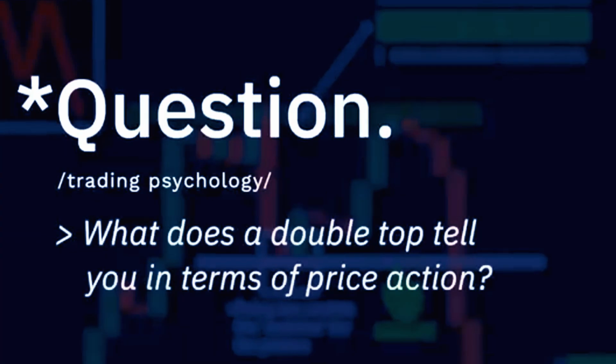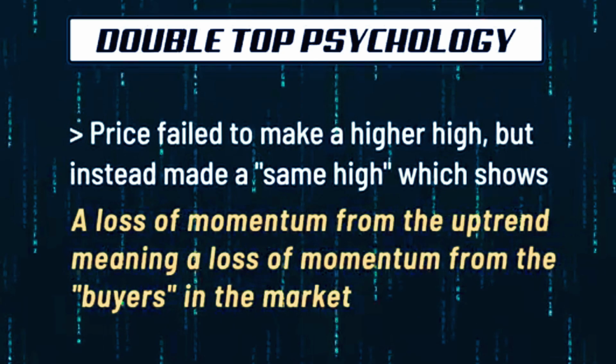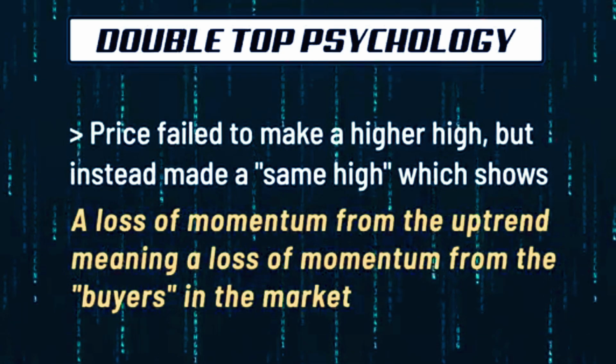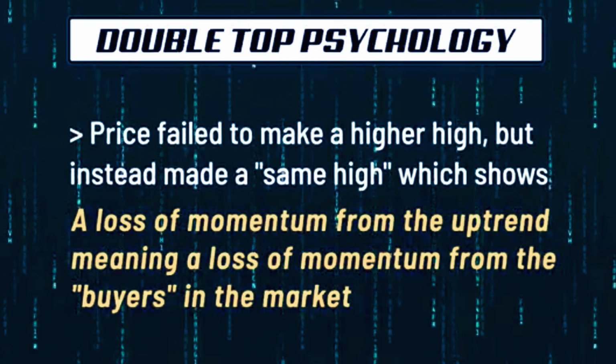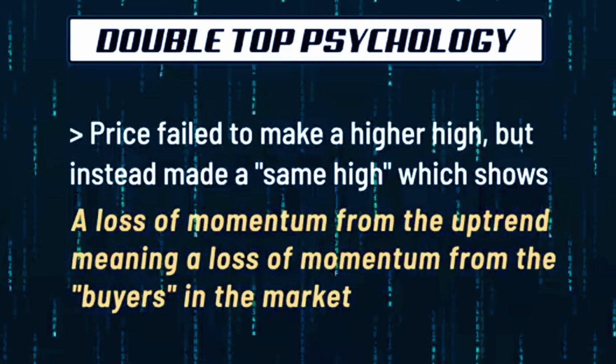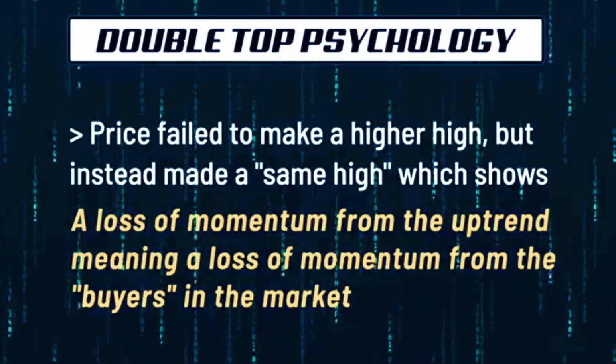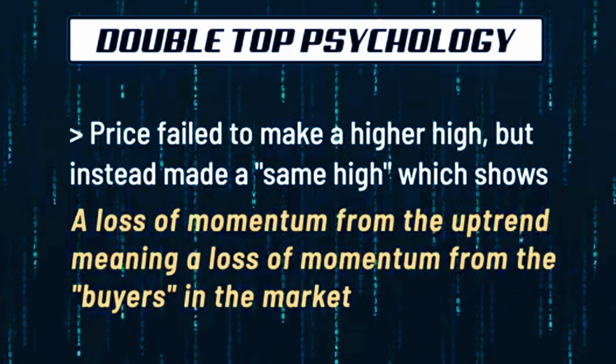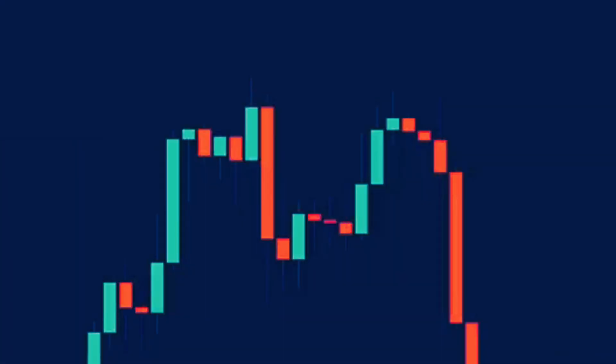Now, what does the double top tell you from a price action standpoint? Price failed to make a higher high, but instead made a same high, which shows a loss of momentum from the uptrend, meaning a loss of momentum from the buyers in the market. Now, going the other way.